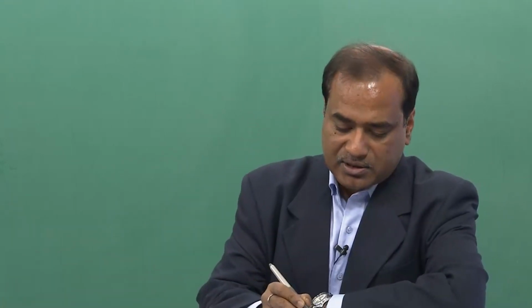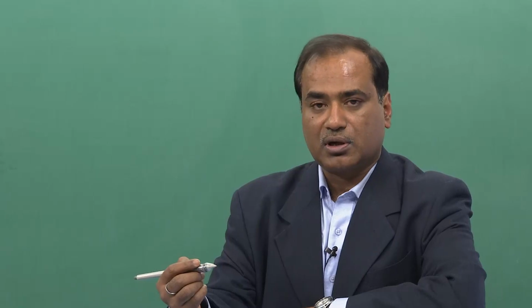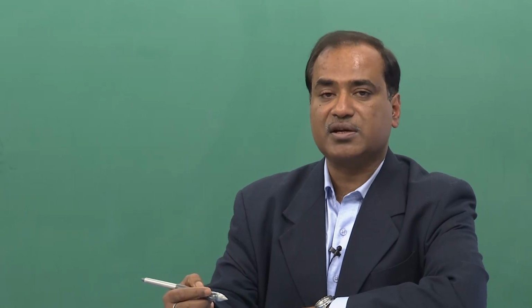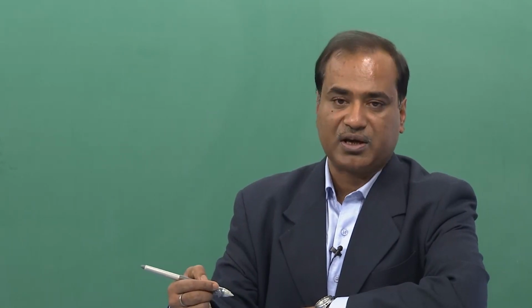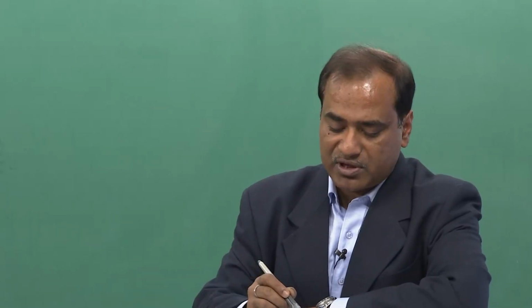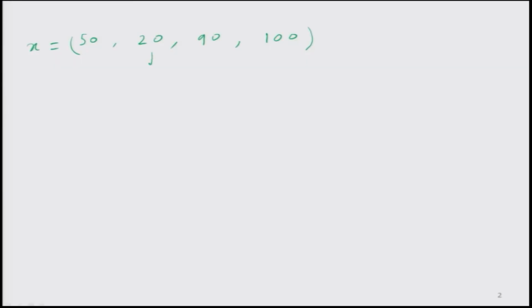Suppose I take several values, say here 50, say here 20, say here 90 and say here 100. You can see that these are some values which are arranged in a vector, call this x. Now, when I say sort, sort means rearranging all those values in an increasing order of magnitude or decreasing order of magnitude. For example, what is the smallest value among these? This is 20, the smallest value. And what is the maximum value here? This is 100, the largest value.